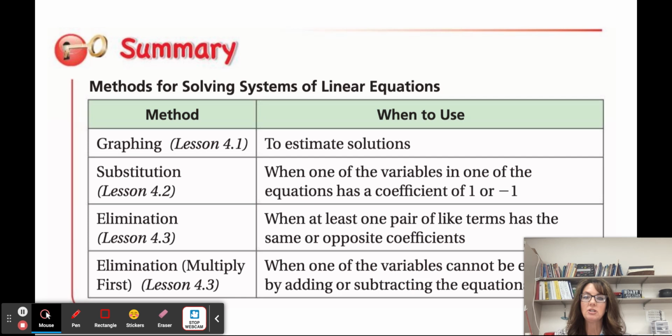For 4.3, elimination, when at least one pair of like terms has the same or opposite coefficients. And then sometimes in elimination, you need to multiply one of the terms or one of the equations by a number to get them to be the same or opposite. I like them to be opposite and adding, but if they were the same, you could do the same method, other than just subtracting all those like terms. But I've only been showing you the adding method, just so that you're aware of that.